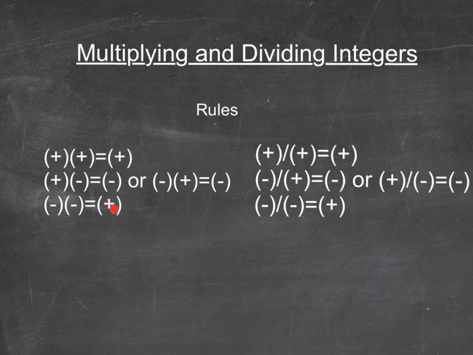The same rules apply to division as well, so if I were to put a division sign in between them instead of multiplying, a positive divided by a positive is positive, a negative divided by a positive is negative, or vice versa, I can flip them around, and a negative divided by a negative is also a positive. So let's just look at some examples.